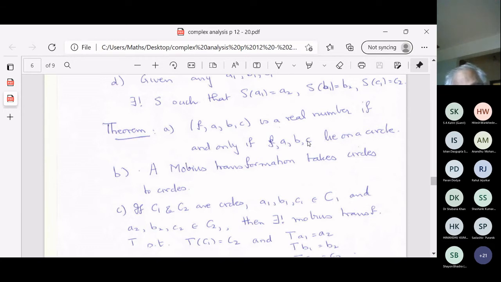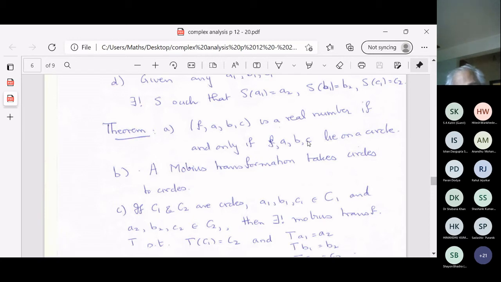Okay. The cross ratio is a real number if and only if these 4 points lie on a circle. Remember, if you have any 3 distinct points in the plane, there exists a unique circle that passes through those 3 points. So if you have any other point, if the point is on that given circle, something must be true. And if the point is not on the given circle, something else. So the cross ratio is a real number if and only if these points lie on the circle.